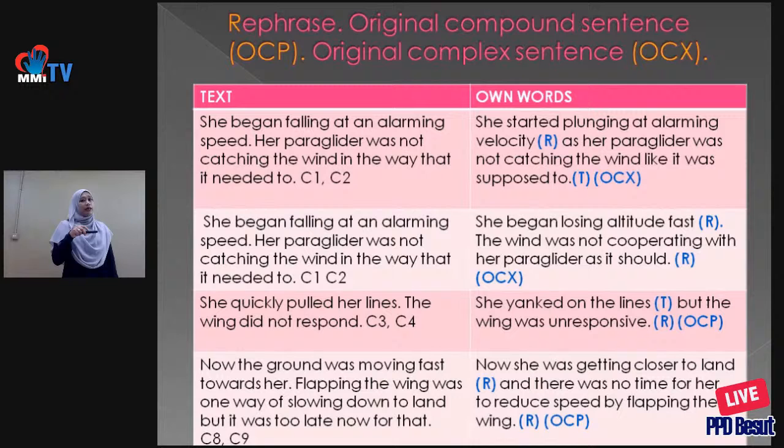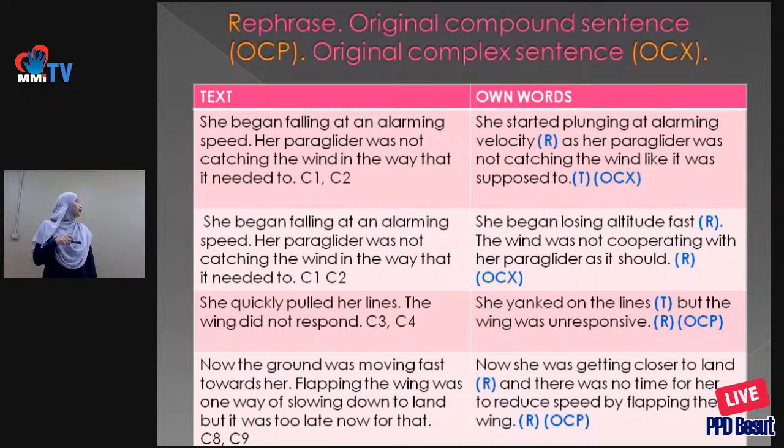So dia jadi OCP. Okay, when you manage to do OCP, few OCPs, and this is also rephrasing, okay, the wing did not respond, ditukar jadi the wing was unresponsive. Okay. Bila kamu tukar gitu, manage to do OCP, few OCPs, you will get 4 for use of language. Okay, and content 8 and 9, now the ground was moving fast towards her. Okay, dia makin dekat nak jatuh, nak ke tanah.